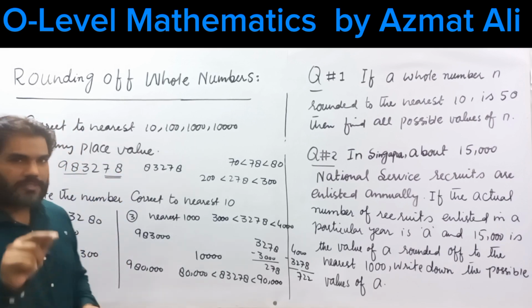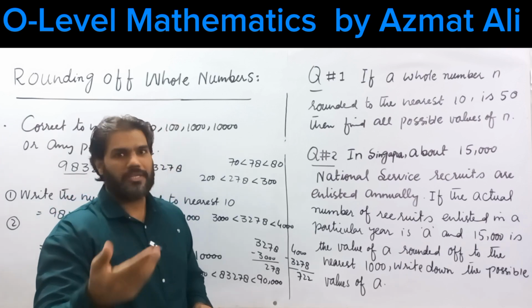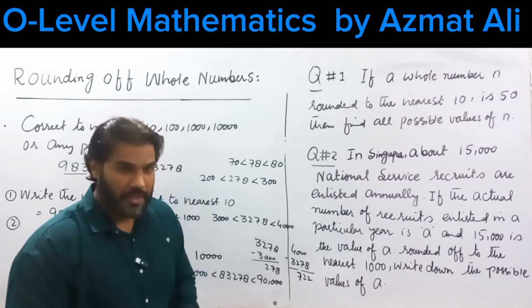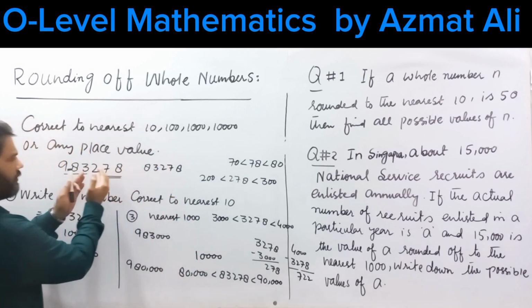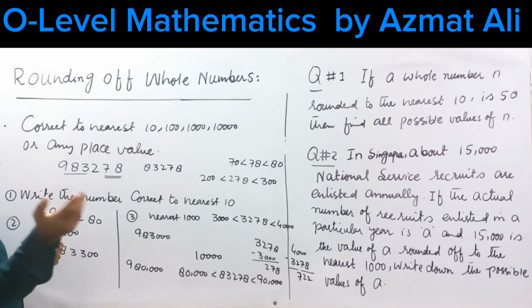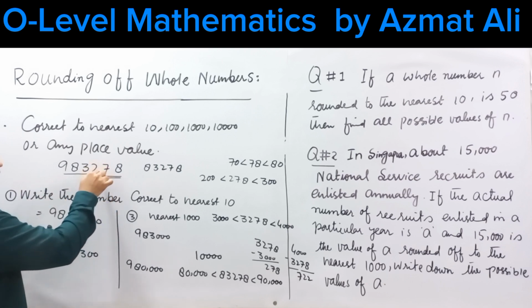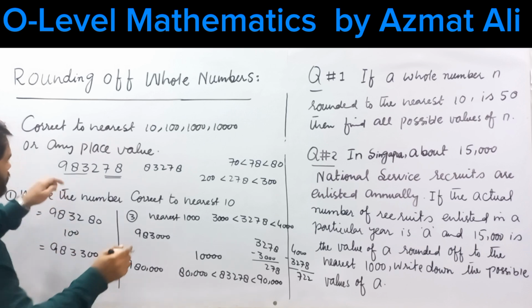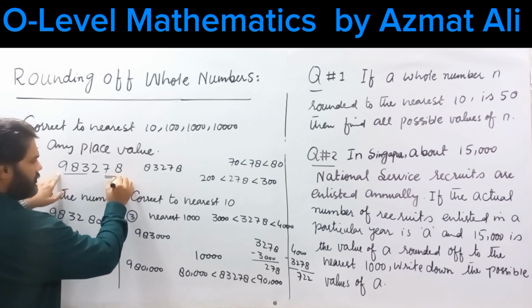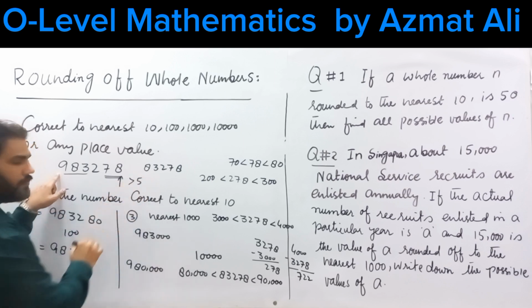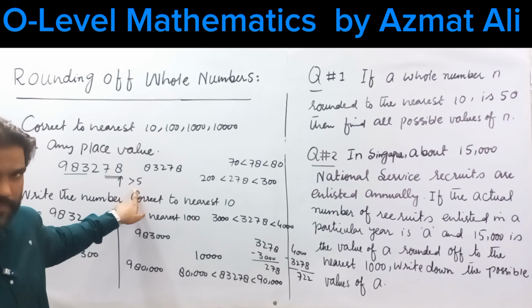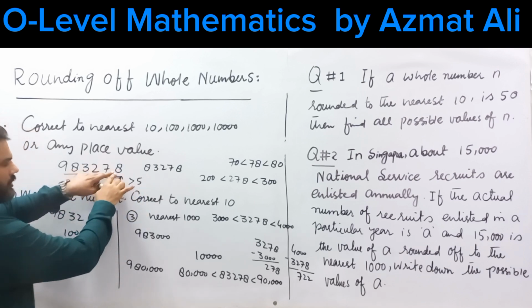If your unit digit is 5 or greater than 5, then you will increase the left digit by 1 unit, or add one to the left digit, and replace the unit digit by 0. Again, listen: as this number 8, the unit digit, is bigger than 5, or even if it is equal to 5, we first replace 8 by 0.